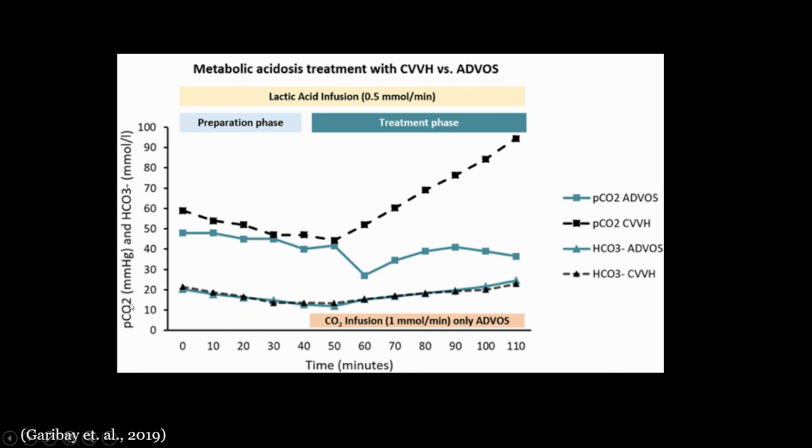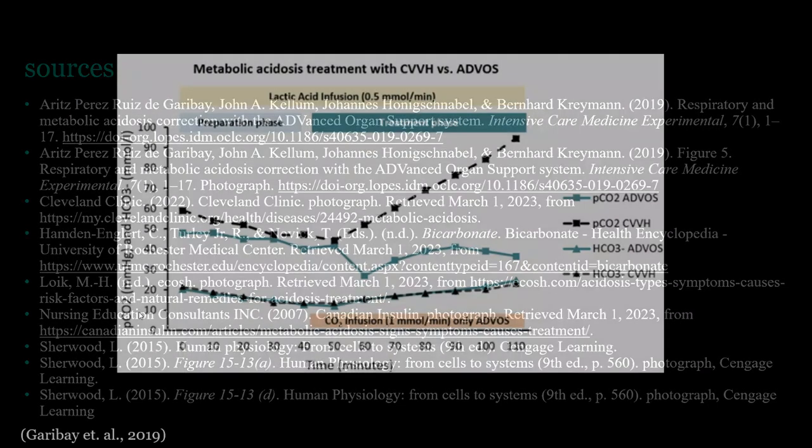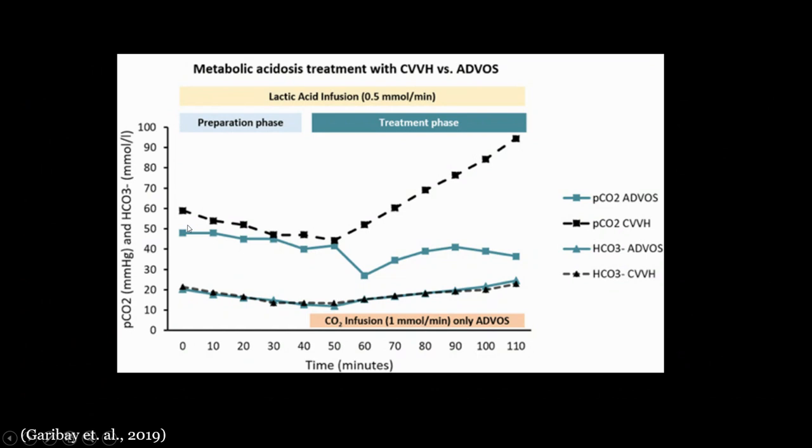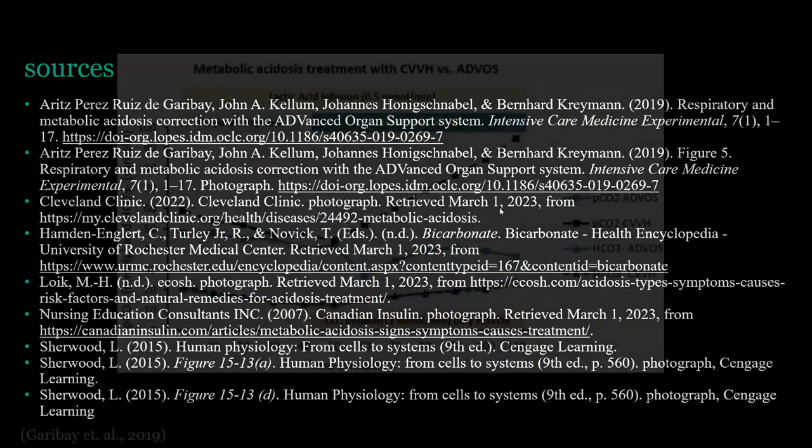Here we were looking at carbon dioxide pressure and concentration of bicarbonate over time with the two treatments. While this wasn't looking at respiratory acidosis, the pressure of carbon dioxide was important in metabolic acidosis.